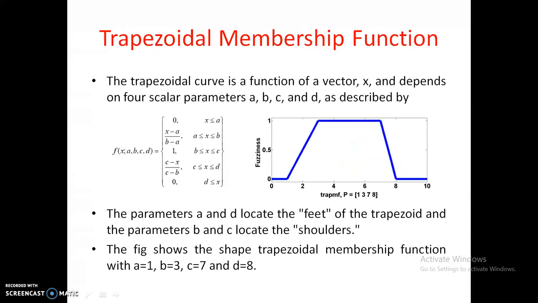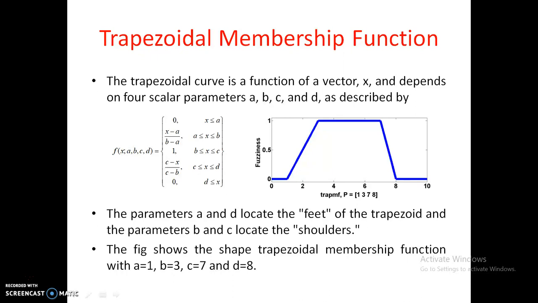This is the trapezoidal membership function. Here for the trapezoidal membership function, we should provide 4 values and this is the formula. According to this formula, the graph has been obtained for these values. The values given here are 1, 3, 7, 8. As we already discussed the triangular membership function, this is also very simple. From 1 it has to rise, from 3 to 7 the value should be maximum, and from 7 to 8 it has to decline.